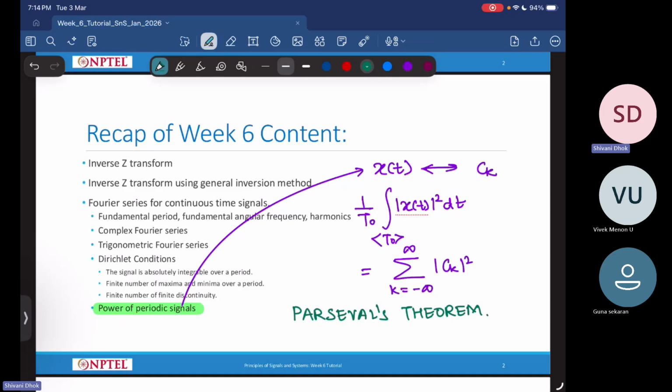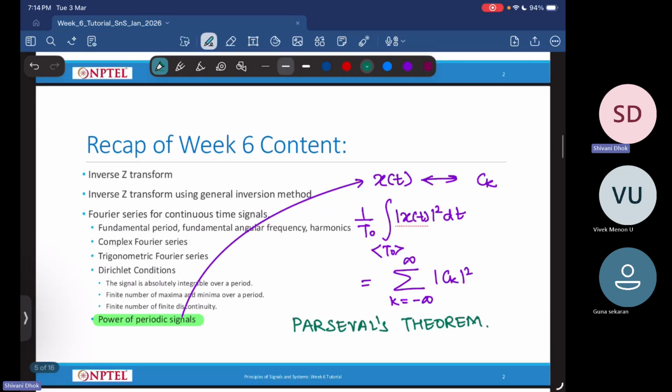So this is Parseval's theorem. At this particular point we stopped in the lectures.